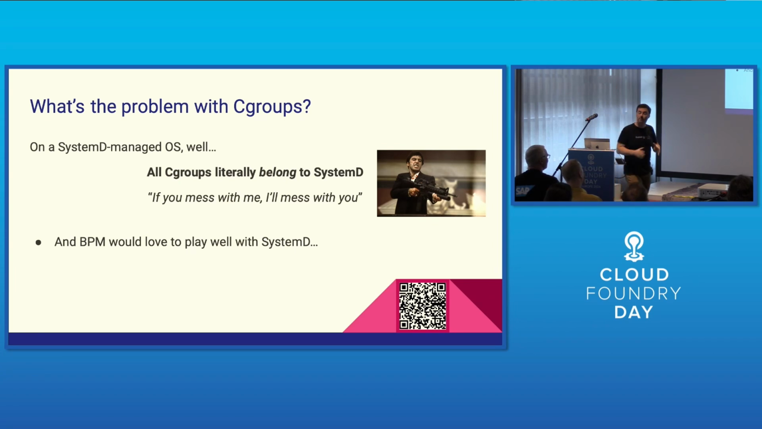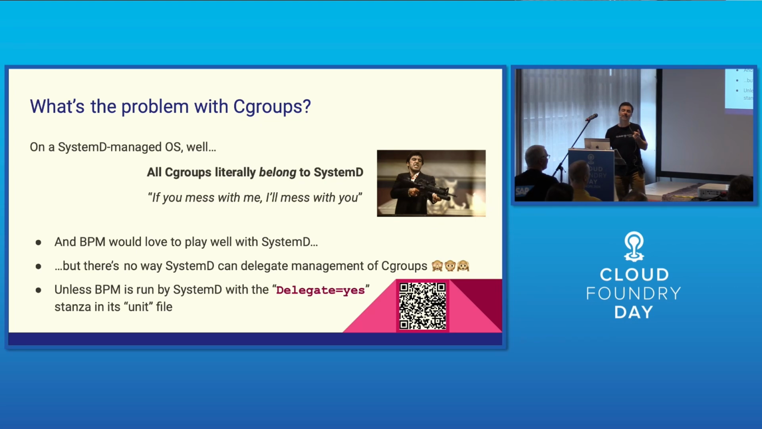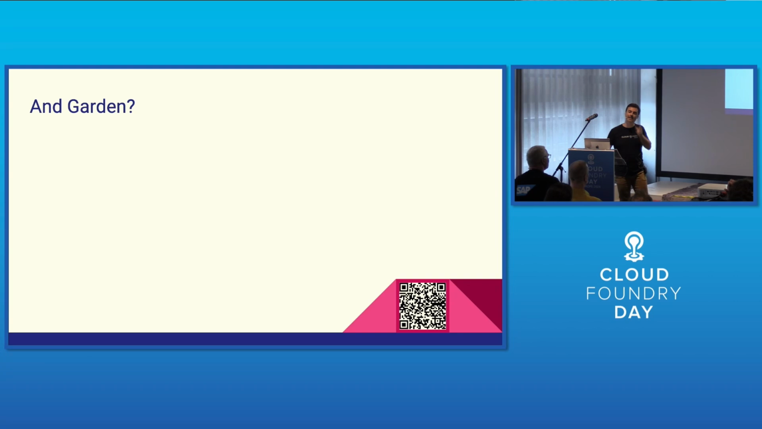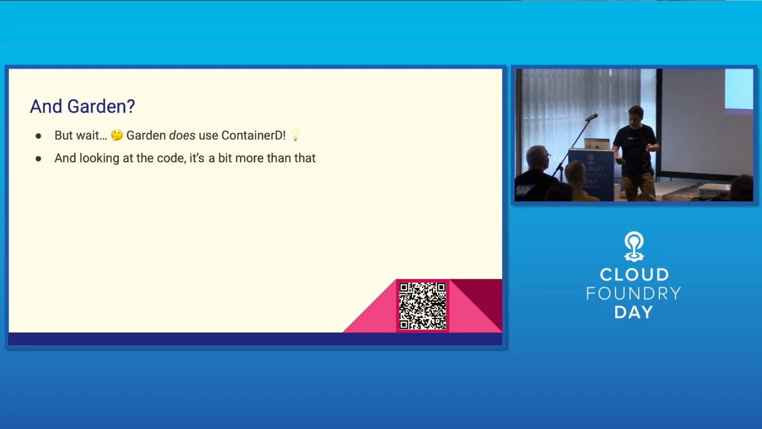BPM would love to play well with SystemD, but that's not the way it works. SystemD cannot delegate management just by being asked, unless BPM is run by SystemD and in its unit file you have the Delegate=yes stanza. There is something in the Cloud Foundry community running containerd. So, wait, hasn't Gandon solved that problem yet? And looking at the code, it's a bit more than that. Actually, Gandon literally includes containerd source code.